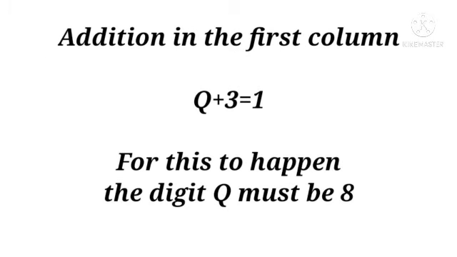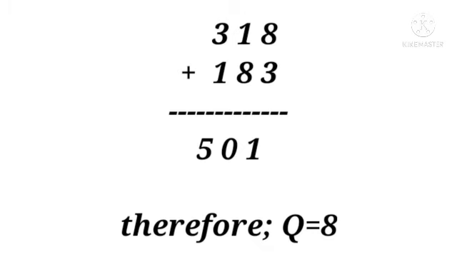Study the addition in the ones column. That is, Q plus 3 is equal to 1. That is, the number whose ones digit place is 1. For this to happen, the digit Q should be 8. So, we get the puzzle as 318 plus 183 gives us 501. Therefore, we say Q is equal to 8.